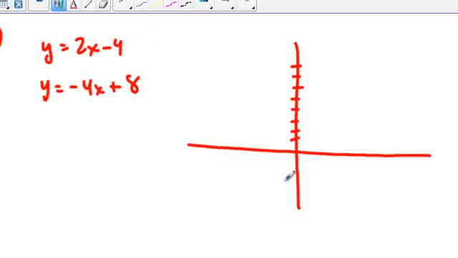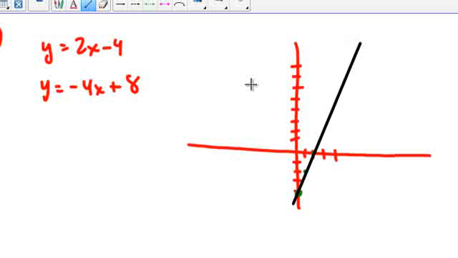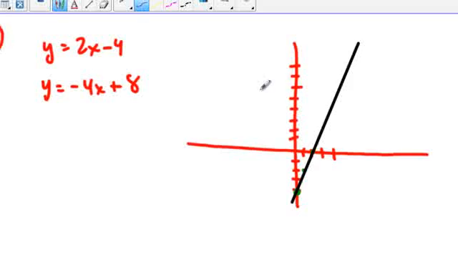If I were to actually try to graph these just by hand, this one starts at negative 4, and it goes up 2 over 1, up 2 over 1, and I would connect a line through there, right? And that's fine. There's absolutely zero wrong with that. In fact, I think that's faster than graphing it in the calculator. However, I know some of you are going to want to do it with the calculator. So I'm going to show you the final step here.